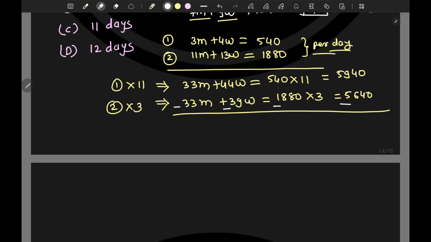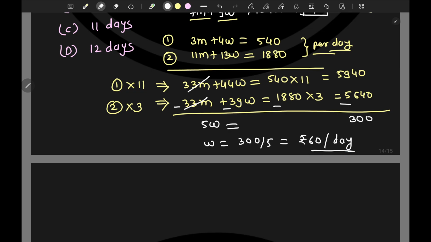So 33m, now these m's are gone. So 44 minus 39, that will be 5w, and that will be equal to 5940 minus 5640, which is simple, right? It is 300. Hence a woman is charging 300 divided by 5, that means rupees 60 per day.